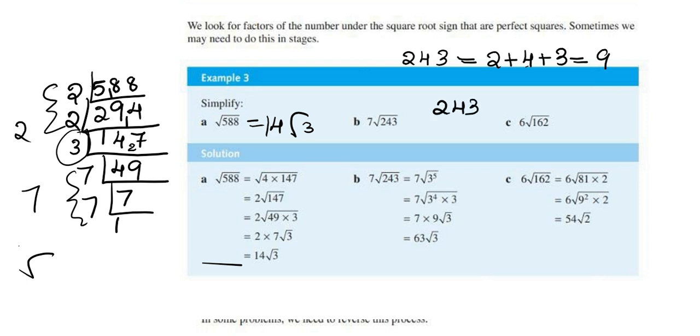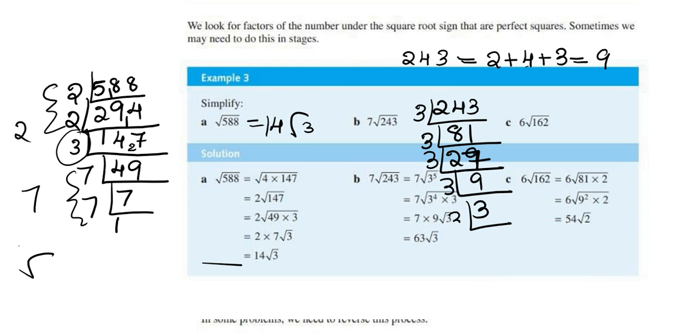So take the prime factorization of 243. Dividing by 3 gives 81. Then 81, we know that it is a multiple of 3. Divide it by 3, you will get 27. Then again divide it by 3, you will get 9. Again divide it by 3, you will get 3. Again divide it by 3, you will get 1. So until you get 1, continue this process.